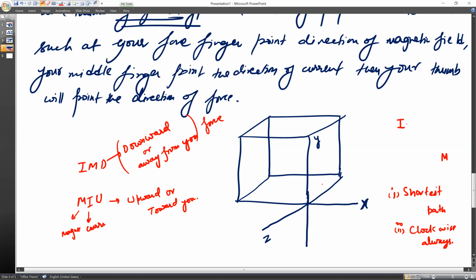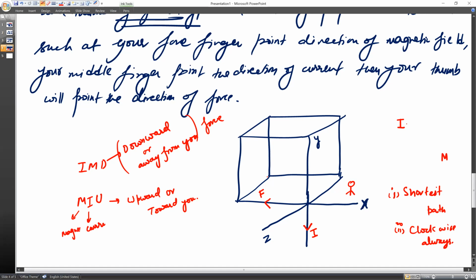Next, let's suppose the force is in this direction, and the current is in this direction. Now you know that this is a 90 degree angle. Now, where do you think that you are standing? You have to choose according to your wish. If you are standing here, then this force is towards you. And if you are standing here, then this force will be away from you.